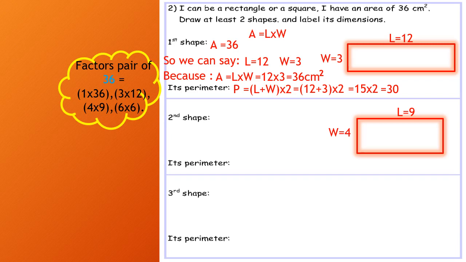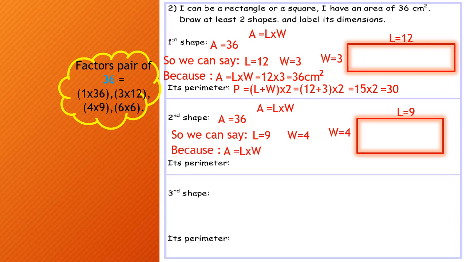Another rectangle with a different dimension but with the same area, 36. We can put length equal 9 and width equal 4. Why? Because length by width, 9 by 4, equals 36 centimeters square. So its perimeter, 9 plus 4 is 13, by 2, the double of 13 is 26 centimeters.